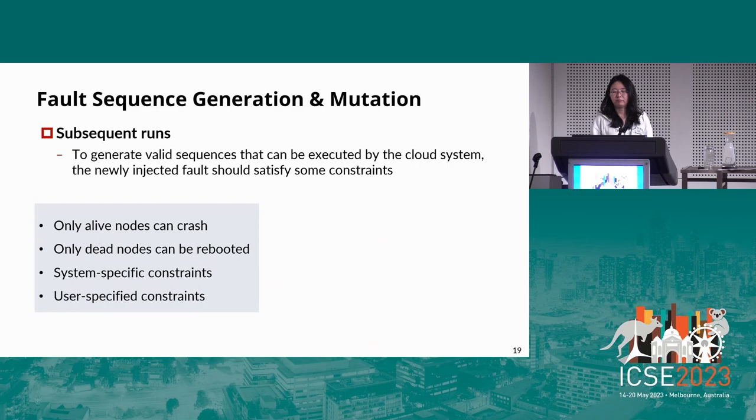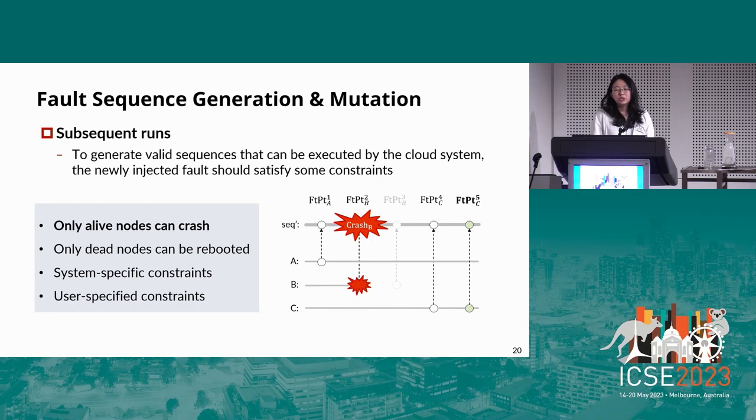We make sure the newly injected fault satisfies some constraints, that is, only alive nodes can crash, only dead nodes can be rebooted, system-specific constraints, and user-specified constraints. Therefore, we can generate valid fault sequences that can be executed by the cloud system. Let me show a counter example here. In this fault sequence, node B has already crashed. Then injecting a new fault to crash node B again does not satisfy the constraints.